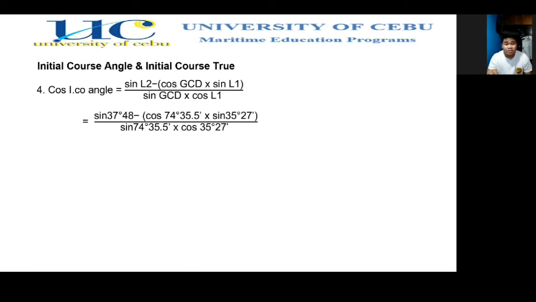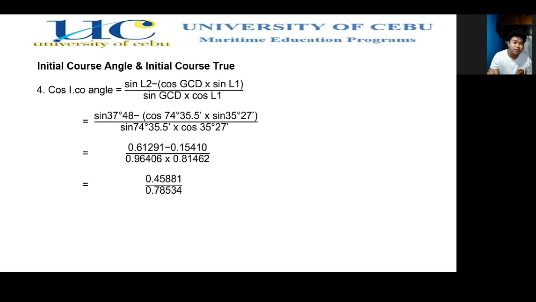After calculating the operations on the formula, we get 0.61291 minus 0.15410 over 0.96406 times 0.81462. So the answer for that is 0.45881 divided by 0.78534. So now we can get the value for the cosine.